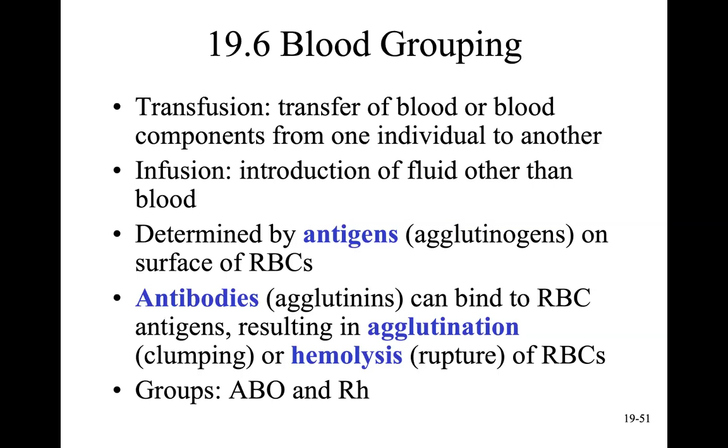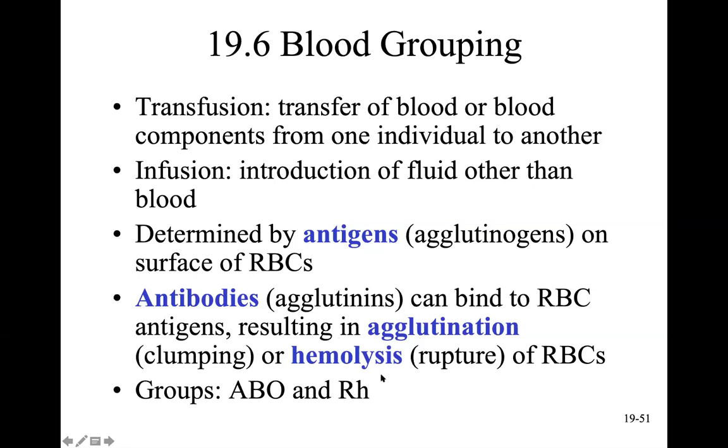So if the antigen is a microbe, or a bacterium, we will produce antibodies in response to that bacterium. The antibodies then attach to the antigen, and will hopefully tag it for destruction. So antibodies are something our body produces. Now, antibodies can bind to RBC antigens and result in agglutination or hemolysis.